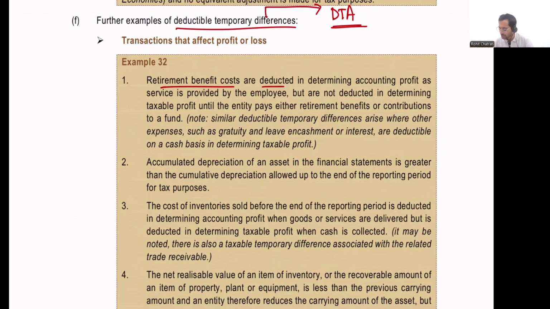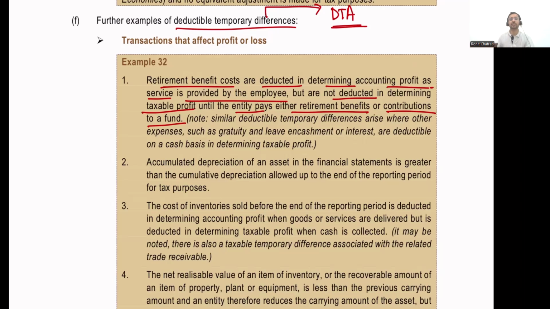Retirement benefit costs are deducted in determining accounting profit as the service is provided by the employee, but are not deducted in determining the taxable profit until the entity pays either the retirement benefits or contributions to a fund. This is exactly example number 26 that we did. Provision for gratuity and leave encashment of rupees 100, we recognized it in the books of accounts. So I had a carrying amount of 100 in the books of accounts, but that is going to be allowed as a deduction only when it is actually paid.